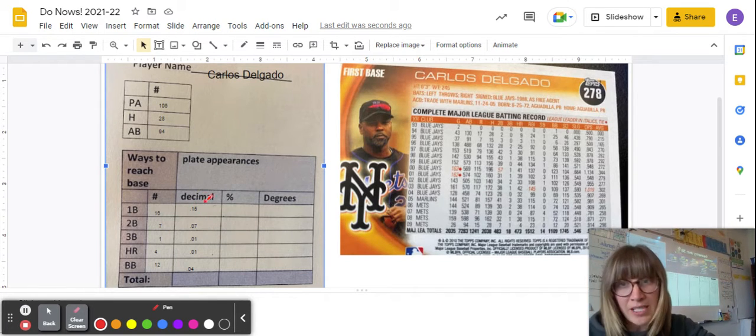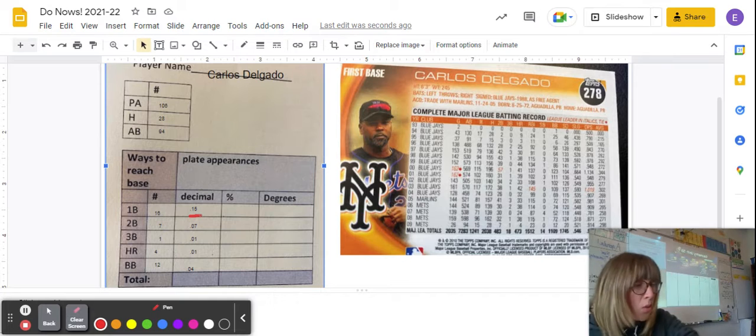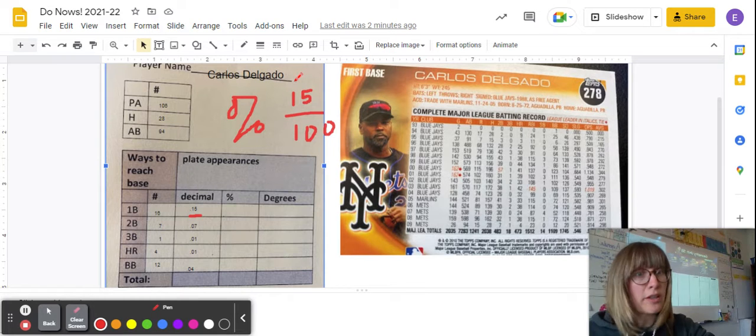So to do that, if we take this first decimal here, my first decimal is 0.15 or 15 hundredths. What we're going to do is think about, well, what is a percentage? A percent really means for every 100, right? Percentage means for every 100. So this is really like saying we have 15 for every 100, right? So it could look like a fraction.